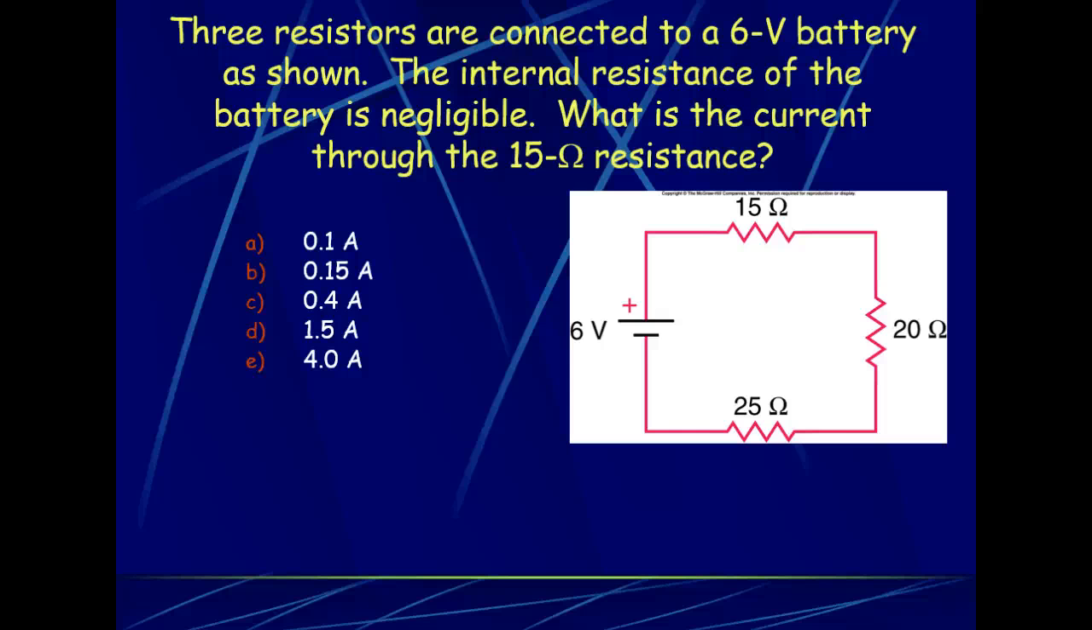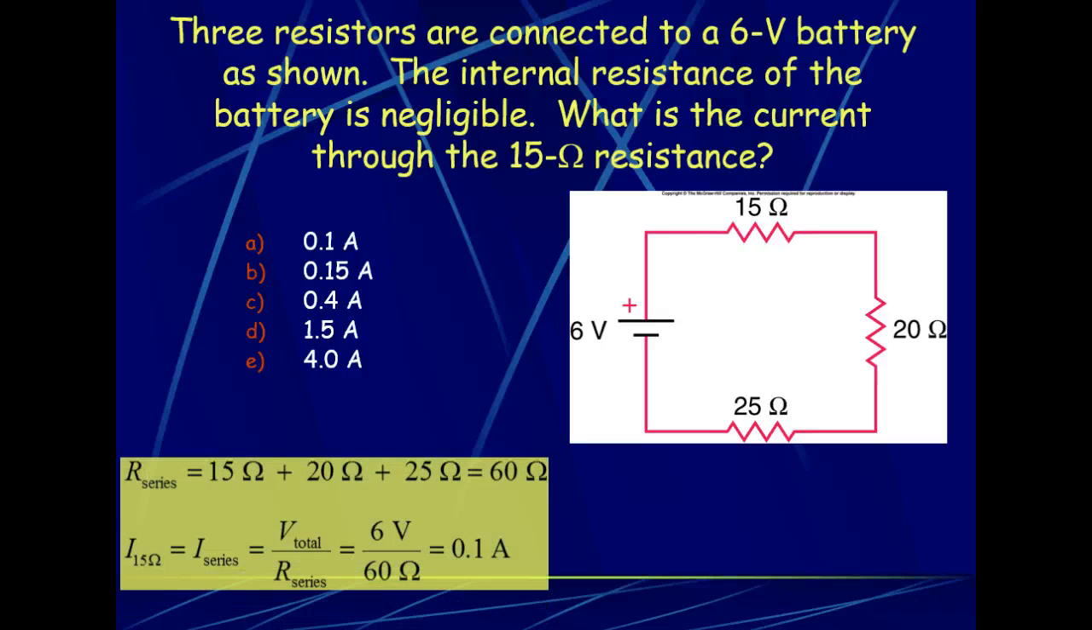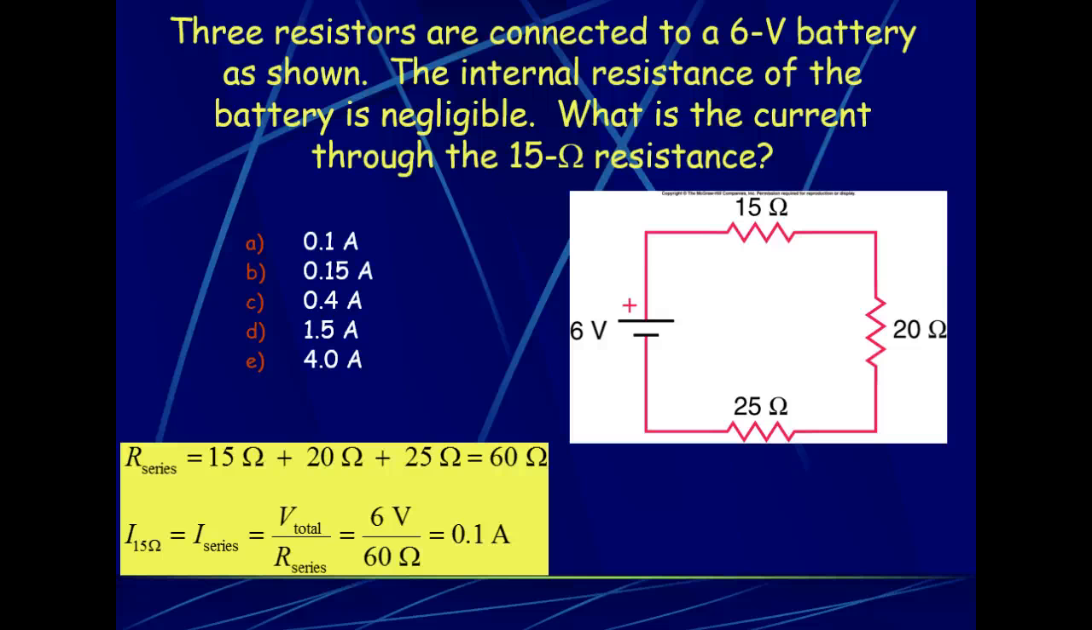So here we've got 3 resistors, a 15 ohm, a 20 ohm, and a 25 ohm resistor. They're in series, so that makes the total equivalent resistance 60 ohms. To get the current that's going through the circuit, we take the total battery voltage, 6 volts, divide it by the total equivalent resistance, which is 60 ohms, and we get that the current is 0.1 amps.